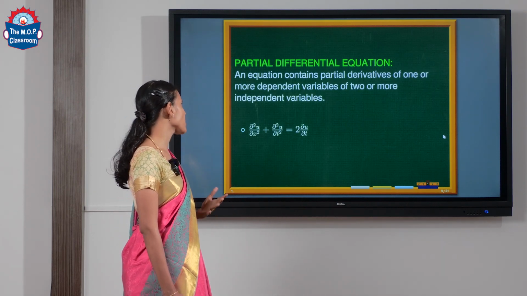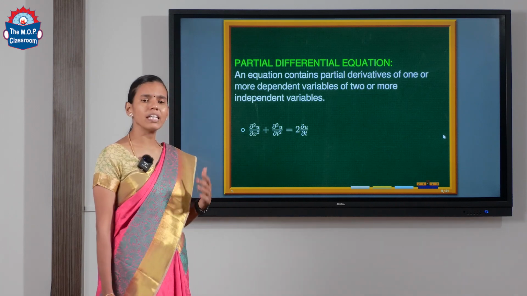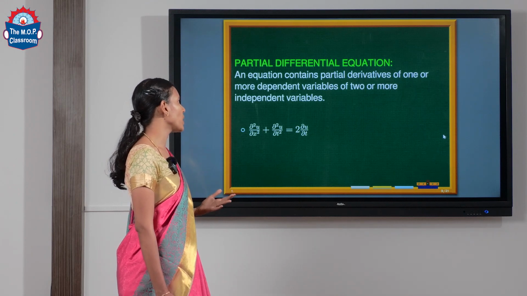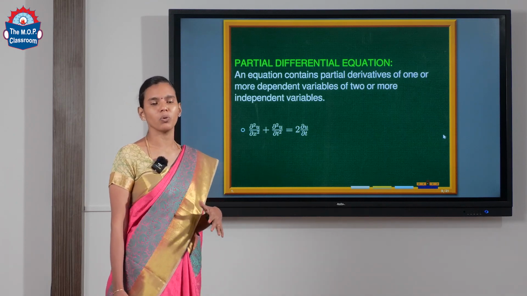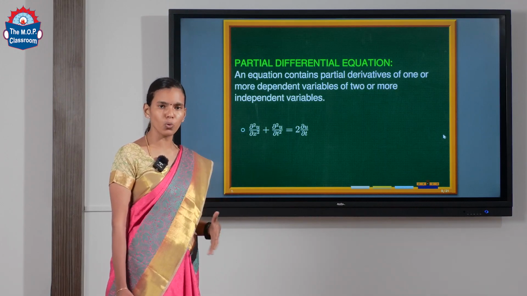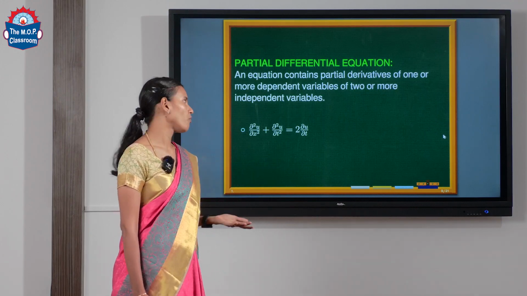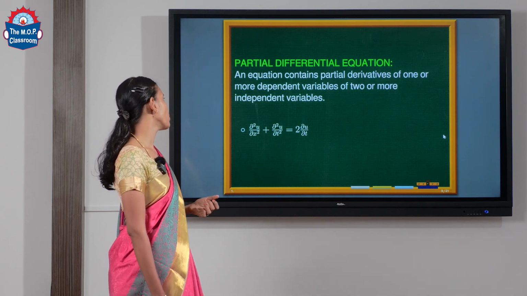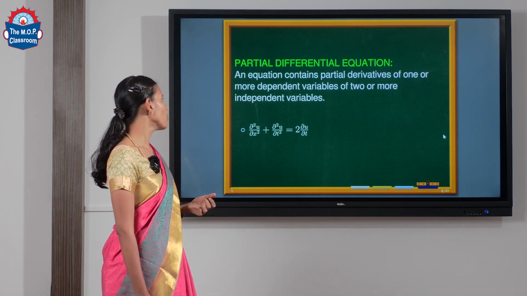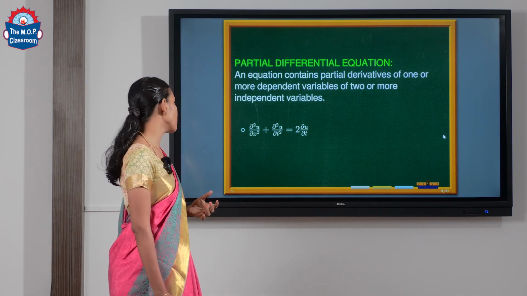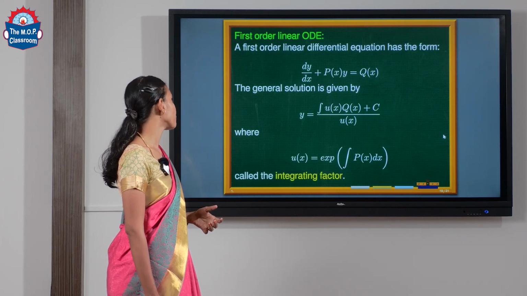The next one is partial differential equations. An equation that contains partial derivatives of one or more dependent variables of two or more independent variables. So basically a partial differential equation needs a minimum of two independent variables and it can be more. For example, dou square u by dou x square plus dou square u by dou t square is equal to 2 dou u by dou t. Here x and t are the independent variables and u is the dependent variable.